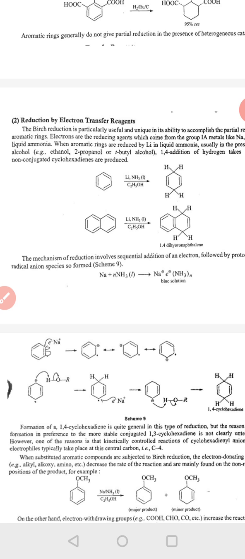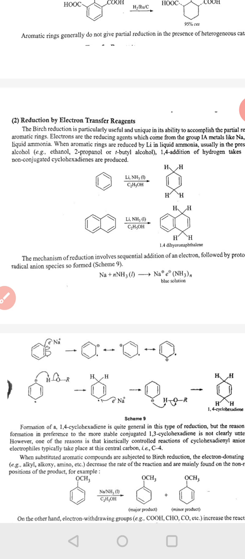This is called the Birch reduction, and it is particularly useful and unique in its ability to accomplish the partial reduction of aromatic ring. In the first method, that is catalytic hydrogenation, we have seen that total reduction of aromatic rings occurs. But if we reduce the aromatic ring using Birch reduction, then partial reduction of aromatic rings takes place.